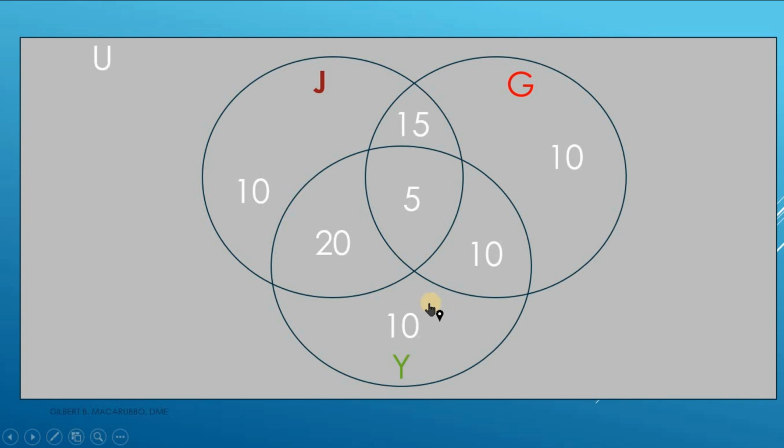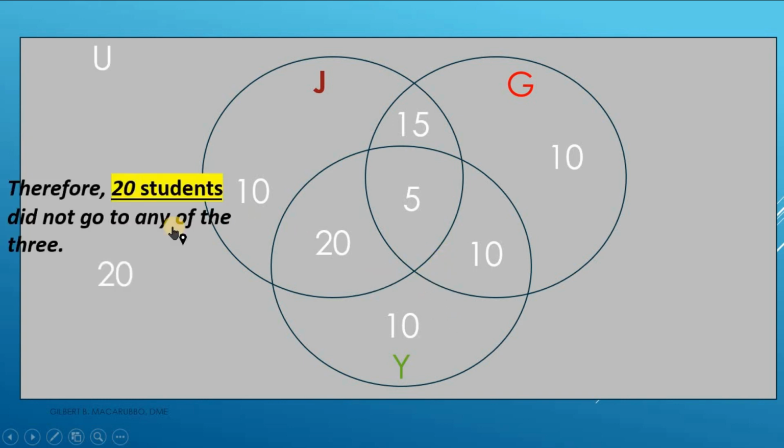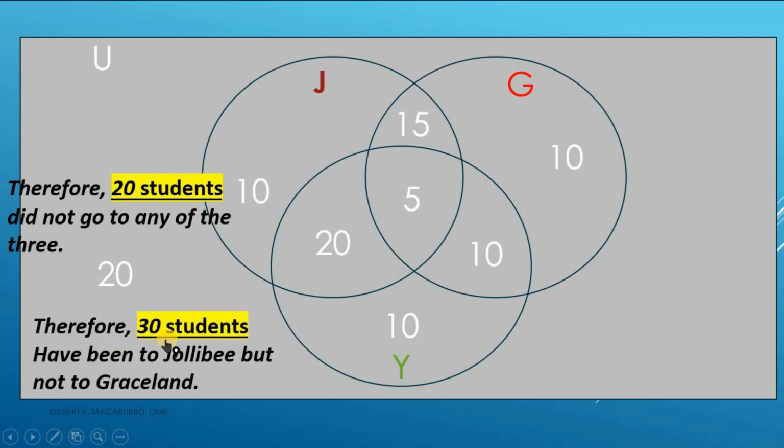Okay, so we can now answer the questions. So therefore, 20 students did not go to any of the three. So the 20, we add all of those, then subtract from the original. So we get 20. Therefore, 30 students have been to Jollibee but not Graceland. So this is Graceland. So 20 plus 10, we have 30.